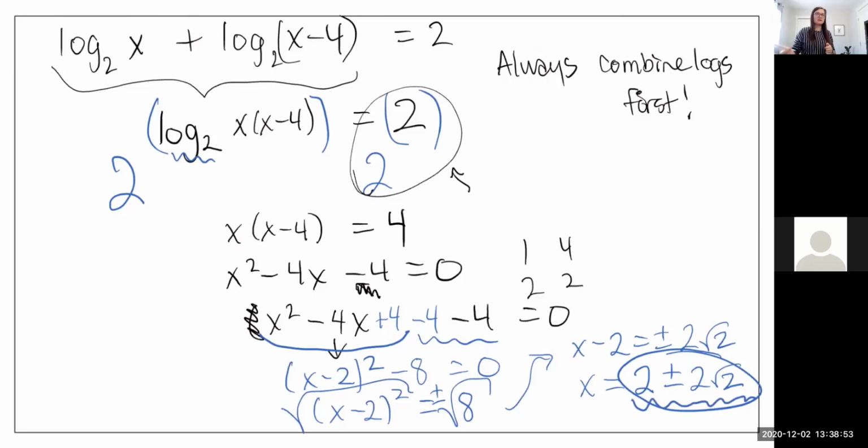decimal values, that when you plug it in here, you're not getting negatives or zeros into those logs. And so one of these might actually be rejected, because if I go 2 minus 2 root 2, that's 2 minus more than 2. So that's going to be a negative. I think the negative will have to be dropped because it won't satisfy the domain.